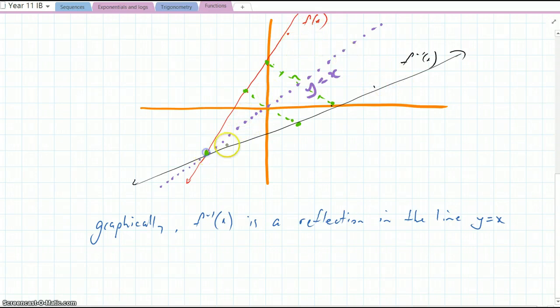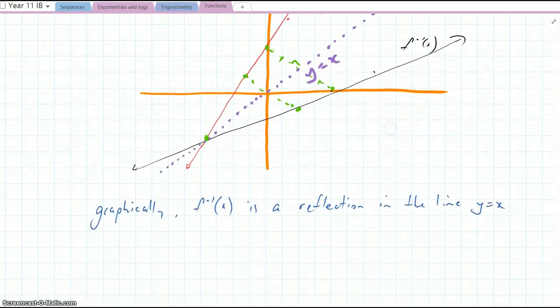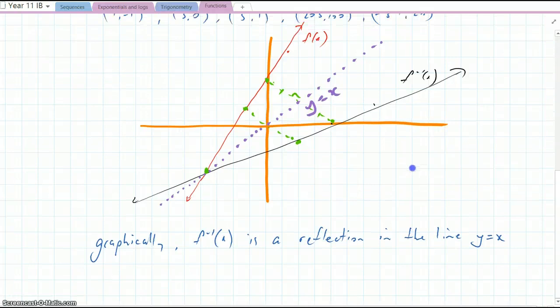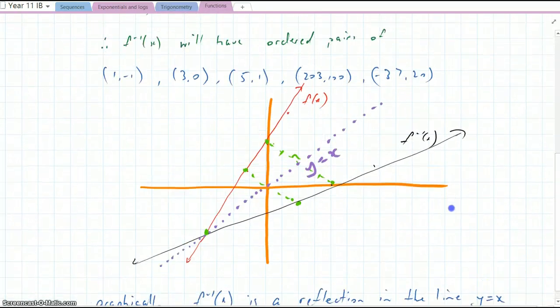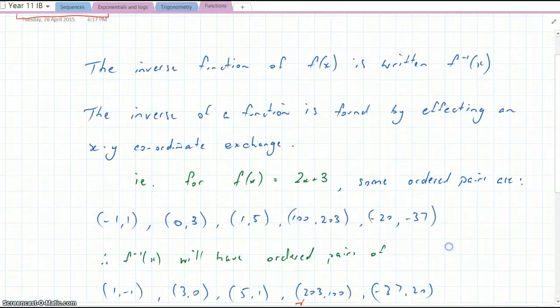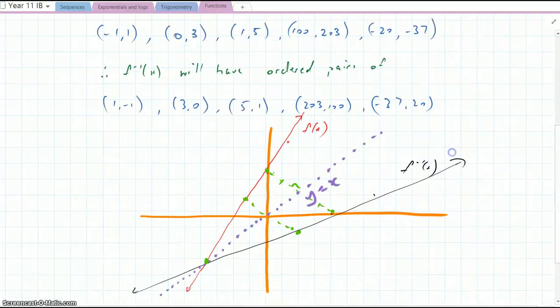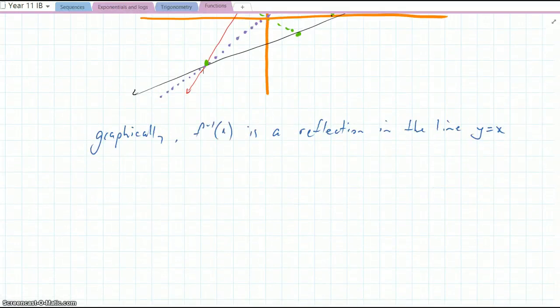This point here is where the coordinates are the same. So if we do a coordinate switch, the coordinates are the same. You don't see any difference here. So there's the point that they will intersect at, the point where the coordinates are the same. So alright, what did we start with? We started with the original function, f of x equals 2x plus 3. Okay, so that's how you do it graphically.